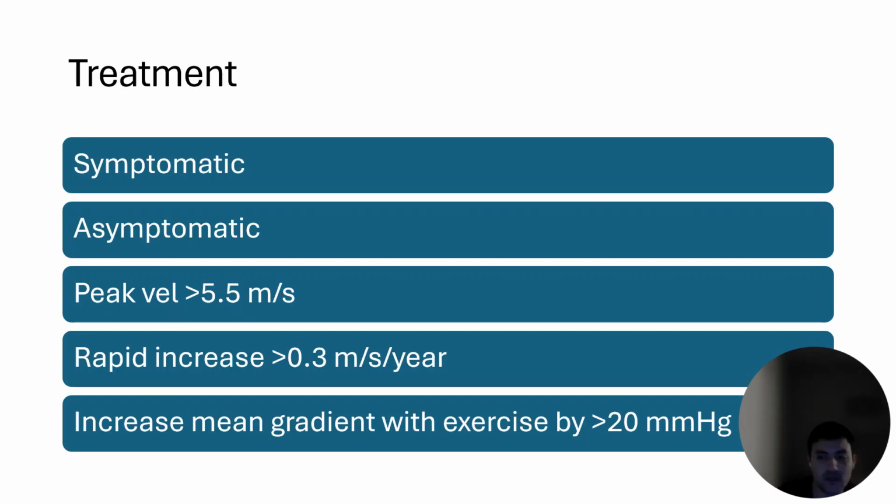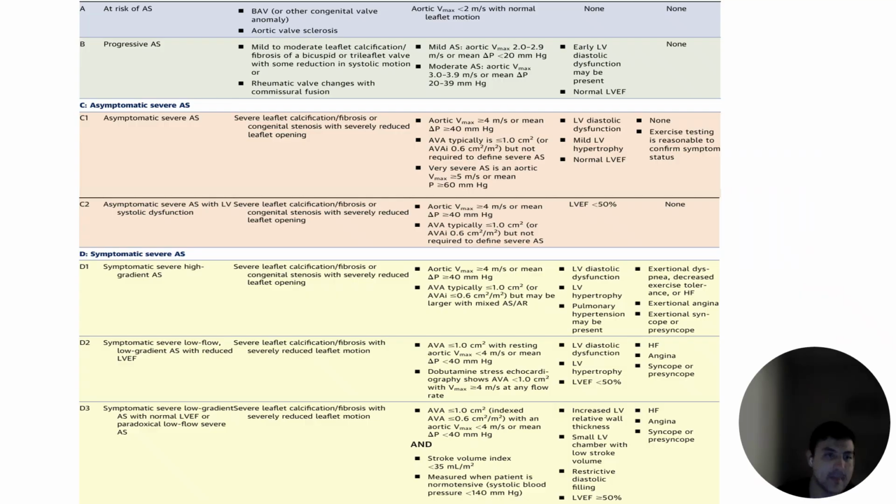What is the treatment? Treatment is always for symptomatic patients. For asymptomatic patients, when you have a peak velocity more than 5.5, a rapid increase of 0.3 meters per second per year, or an increase of the mean gradient with exercise of more than 20%, you are going to treat this. We're going to see in the guidelines in the next couple of slides when you have class 1, class 2A, class 2B, and all of that. This is the guidance. It's confusing, a lot of stuff here. You don't have to know this.